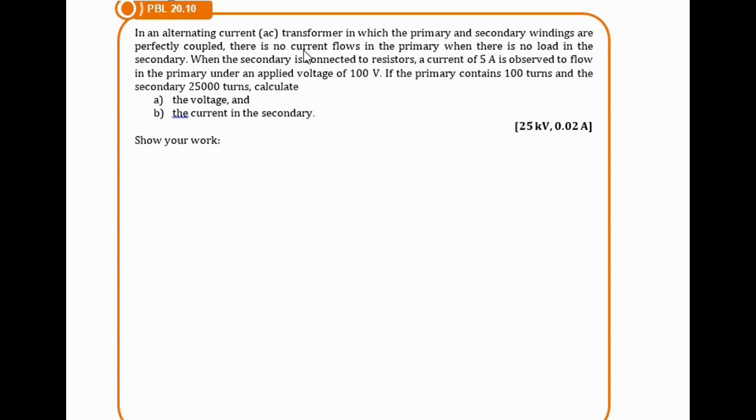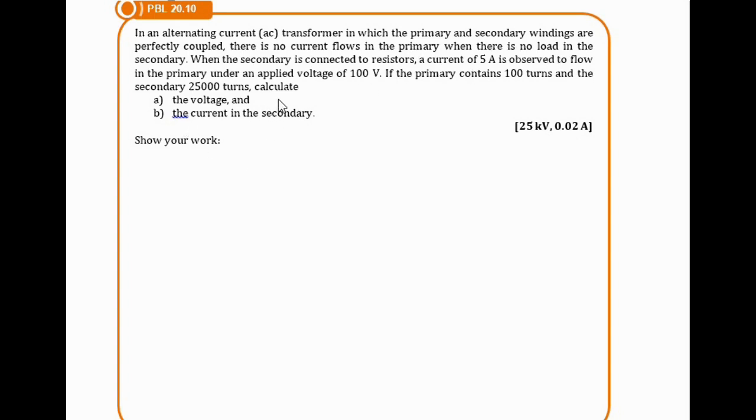Okay, so last one, PBL 20.10. In an alternating current AC transformer in which the primary and secondary windings are perfectly coupled, there is no current flow in the primary when there is no load in the secondary. When the secondary is connected to resistors, a current of 5 ampere is observed to flow in the primary under an applied voltage of 100 volt. If the primary contains 100 turns and the secondary 25,000 turns, calculate A, the voltage, and B, the current in the secondary.